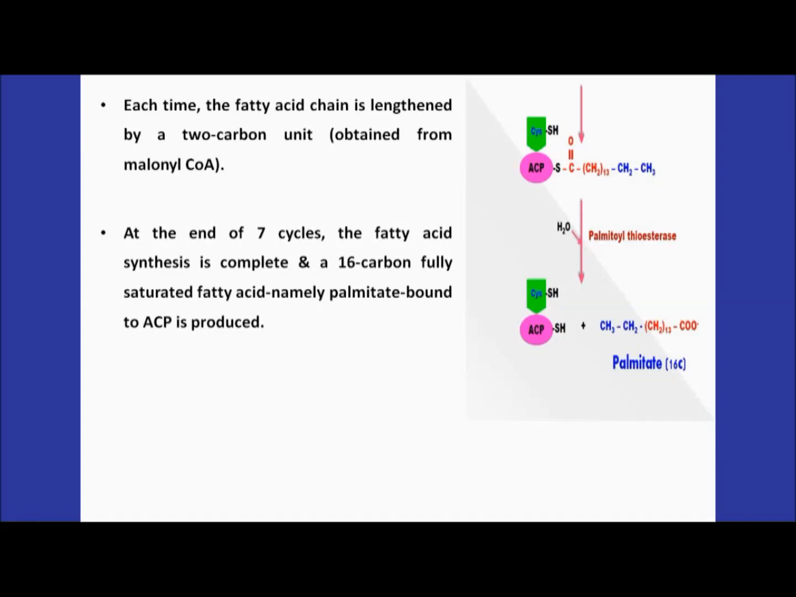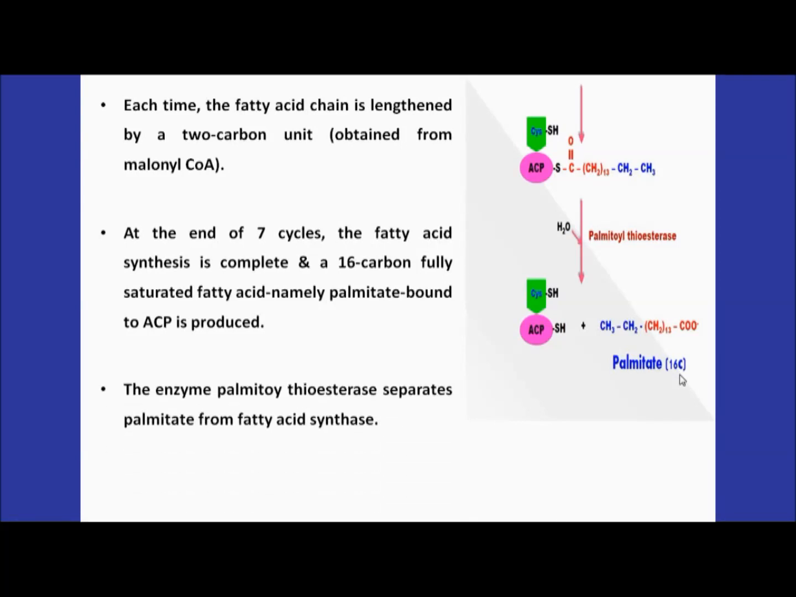Now at the end of the 7th cycle, when these 7 cycles are completed, the fatty acid is completely synthesized, and we are going to get one 16 carbon fully saturated fatty acid, which is named palmitate bound to ACP. So this is the palmitate. It is a 16 carbon compound, right? It's a fatty acid which has 16 carbons.